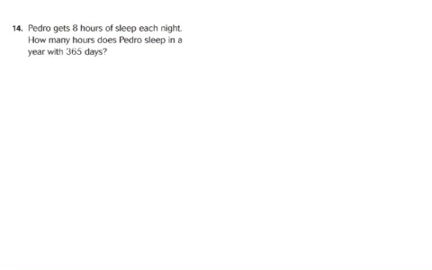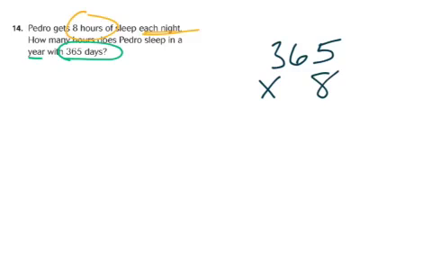Okay, let's take a look at the last problem on that page, one of the last problems on your homework, at least on the front side. Pedro gets 8 hours of sleep each night. So each night, that's how much he gets. How many hours does he sleep in a year with 365 days? So if each night he gets 8 hours, and he gets 8 hours 365 times, then that means I'm going to have to multiply. So I'm going to set my multiplication problem up. 365 times 8.